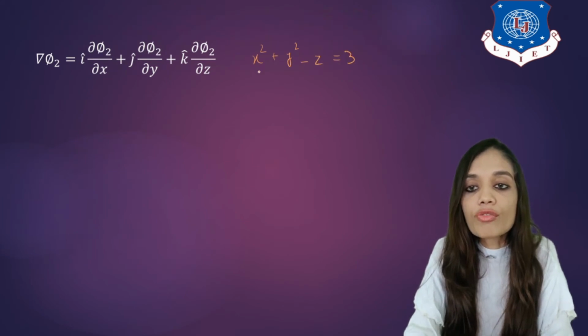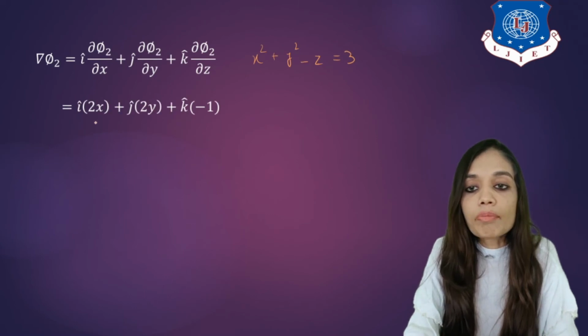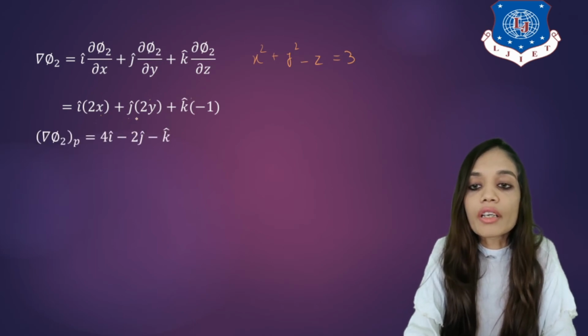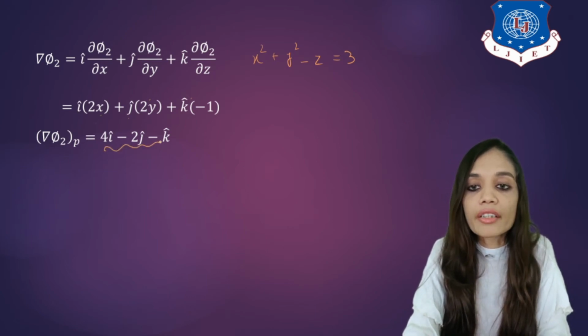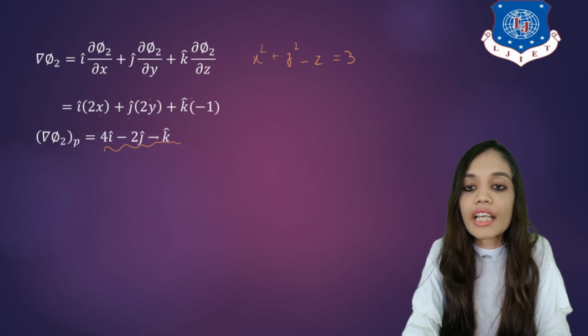So the derivative will be equal to i cap times 2x plus j cap times 2y plus k cap times minus 1, right? Now put our point P. On putting point P you will get the answer as 4i cap minus 2j cap minus k cap.